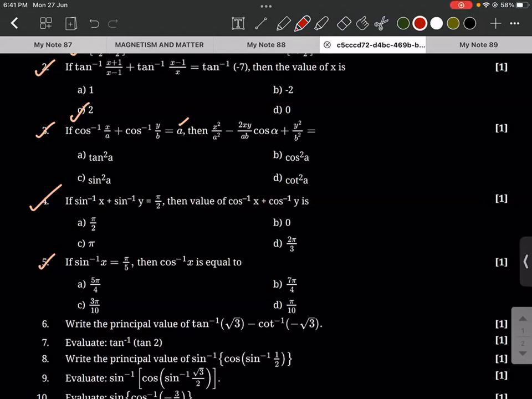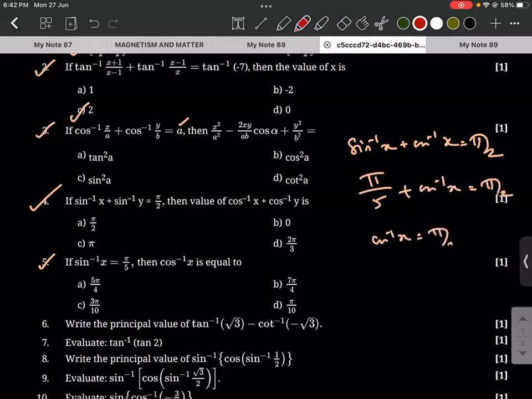So sin inverse x is pi by 5, then cos inverse x, you got the answer. Sin inverse x plus cos inverse x is equal to pi by 2. Sin inverse x is pi by 5, plus cos inverse x will be pi by 2. So cos inverse x will be pi by 2 minus pi by 5. How much is the answer? 3 pi by 10. Okay.